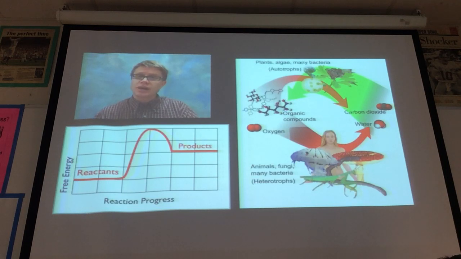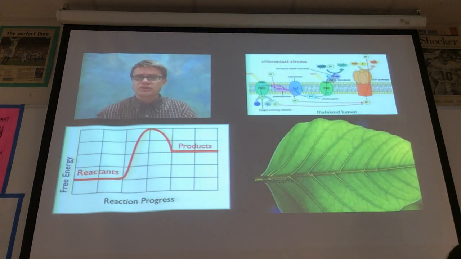What they can do is turn that backwards. In other words, they can take that carbon dioxide and water, and they can add energy to it. Now, where are they getting the energy from? They're getting it from the sun. And so how does photosynthesis work?